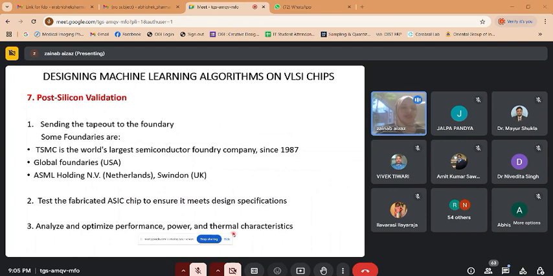Post-silicon validation, when you are at the foundry. There are three foundries that are more famous in the world. These two are the ones you send your circuits to, like TSMC.